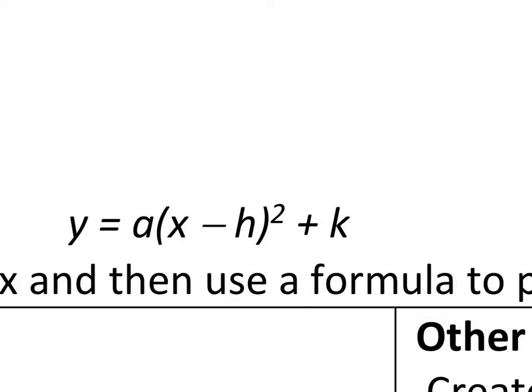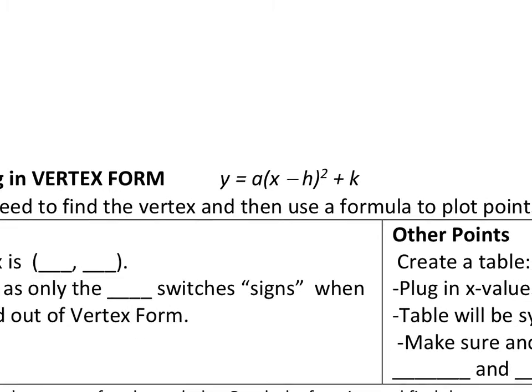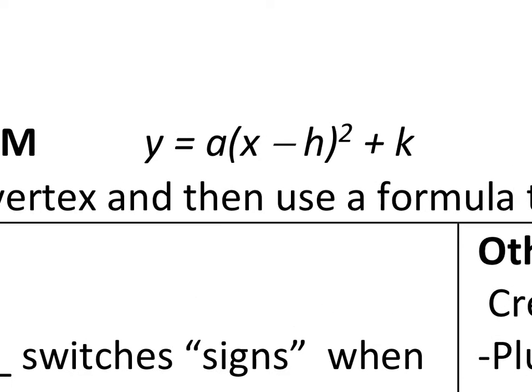y equals a times x minus h squared plus k. We will talk about what these parts of the formula mean. This is kind of similar. It's like the point-slope form of quadratics. So where point-slope was like you got a point, you got a slope, and it gives you everything you need right away. This is kind of like that.